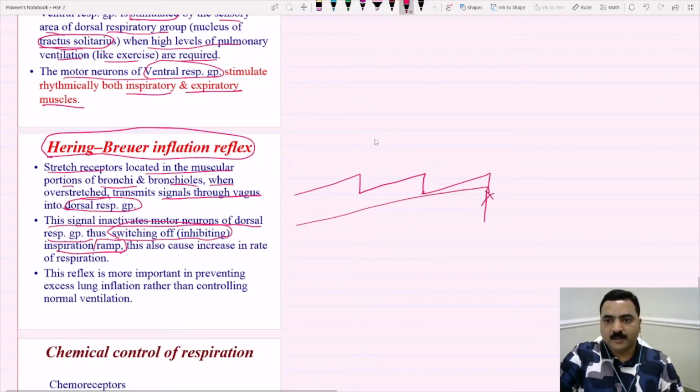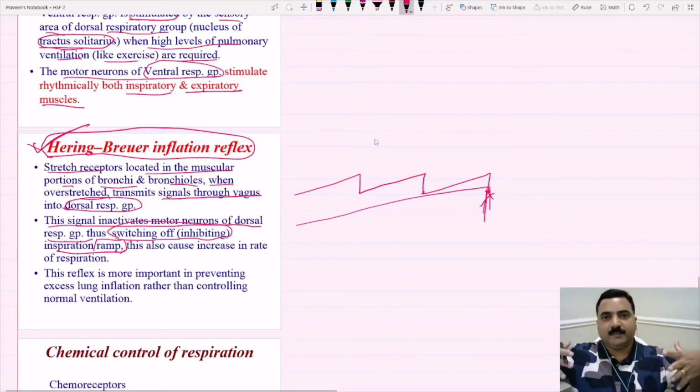So what stopped it at this point? That is the Hering-Breuer reflex. The Hering-Breuer reflex is the one causing this stop of the inspiratory ramp when there is no pneumotaxic center, or when the pneumotaxic center is controlled by the higher brain centers. If you keep on inspiring, the stretch receptors will stop the inspiration at a point. That is what is called the Hering-Breuer reflex.